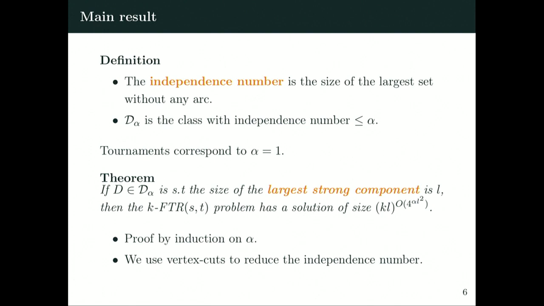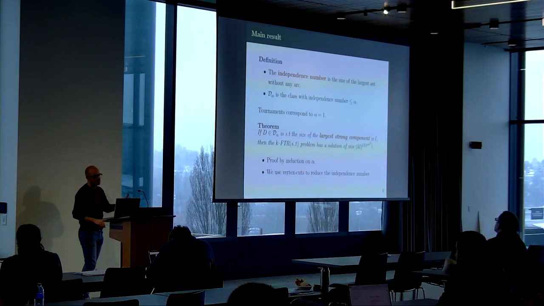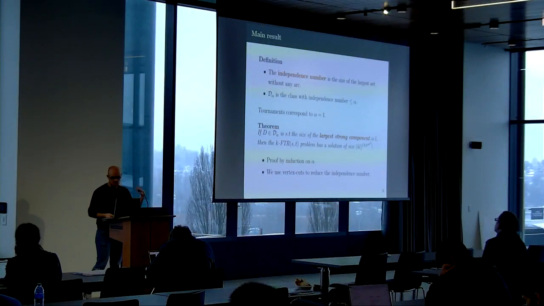Okay? And so the main result is the following: basically we can prove a similar result when D belongs to the class D alpha. And actually we'll generalize it a bit more because before that, I showed you the acyclic case, and what we say is that, okay, we don't need it to be acyclic, but the strongly connected components need to be small or bounded. And if this is the case, then you have a solution to the FTRST problem of size, okay, this thing, k L to the 4L alpha squared.